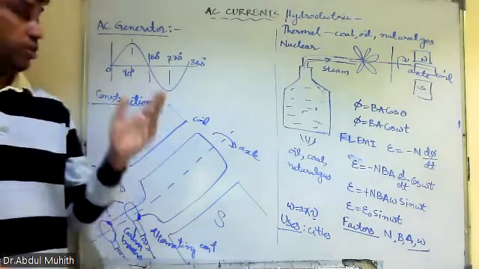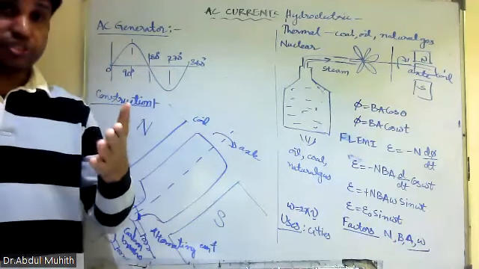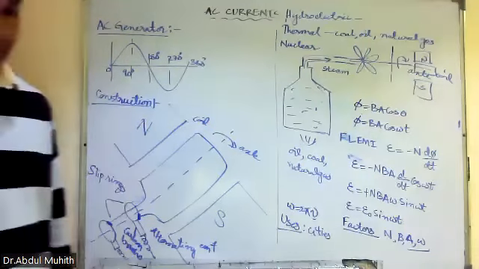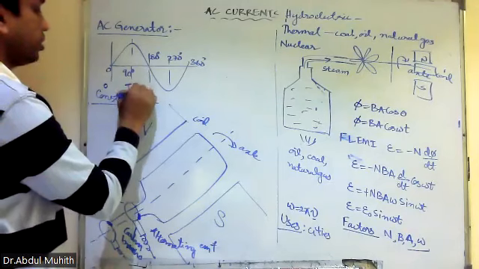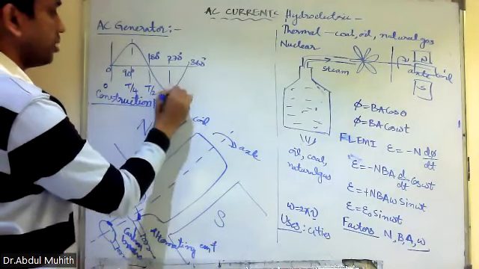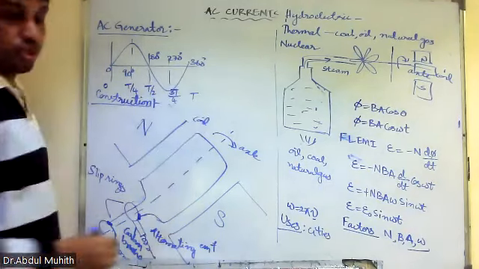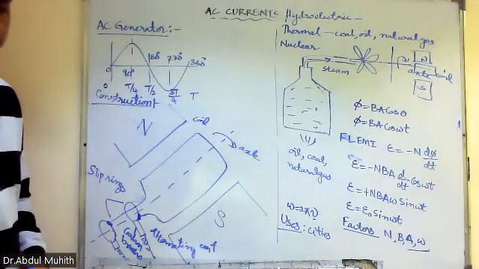Is it clear, all of you? So this completes one cycle. Here we can write 0, T by 4, this is T by 2, this is 3T by 4, and T is the time period, the time taken to complete one oscillation or one rotation.